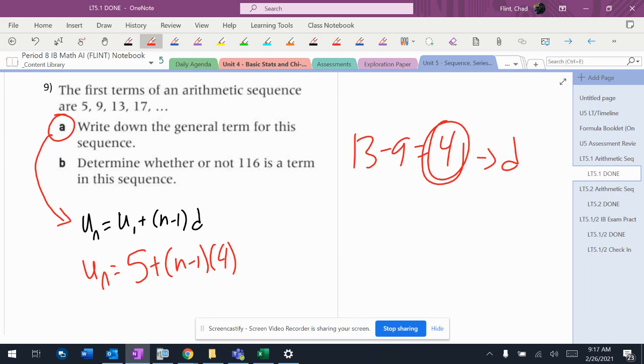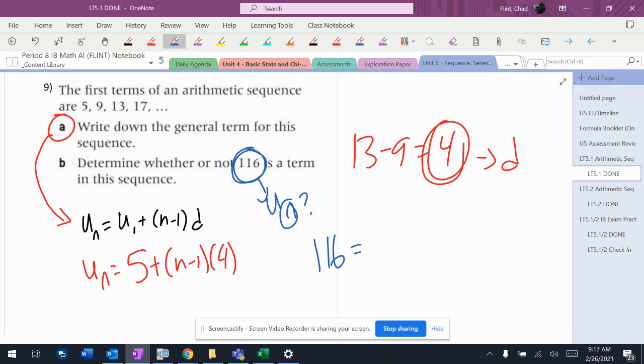Then it says determine whether or not 1/16 is a term. And again, this is kind of an interesting little way to ask this. They want to know if 1/16 is an actual term here. So what I would do is say, well, if it is, this is Un, and I just need to know what n is. All right, so I'm going to plug in 1/16 in for Un.